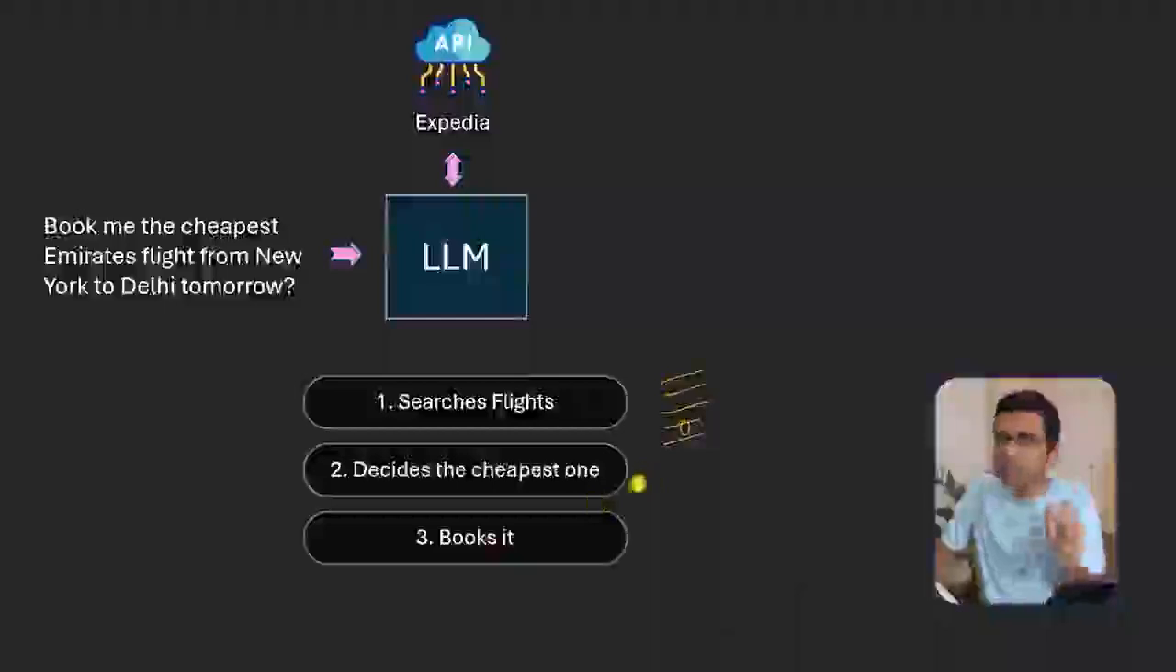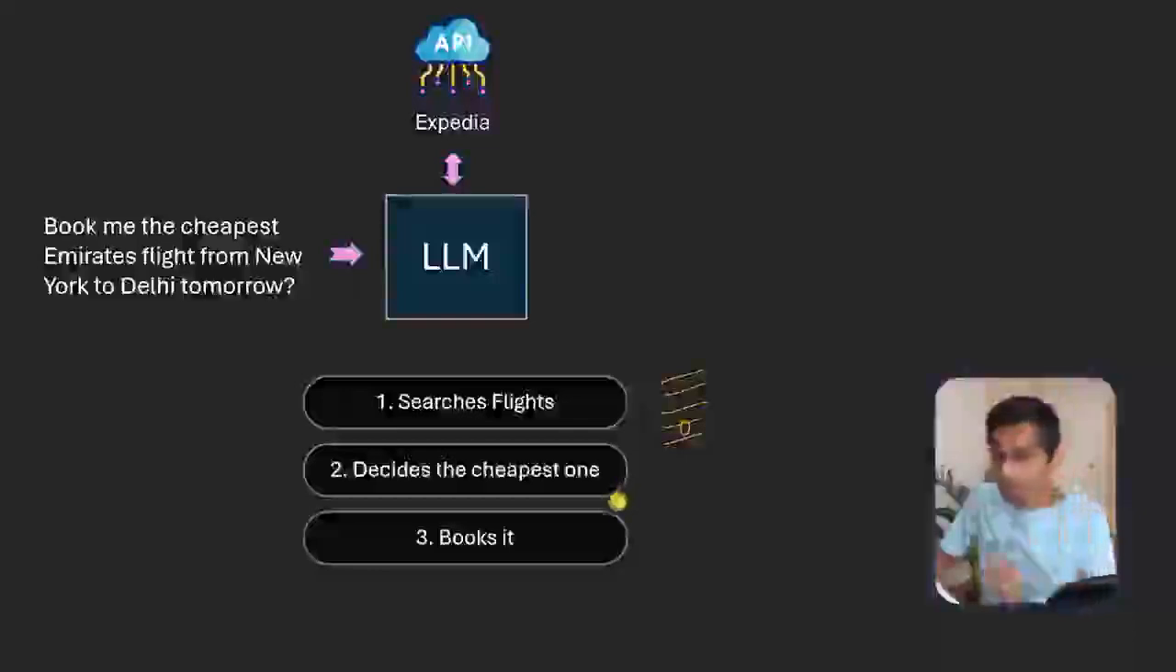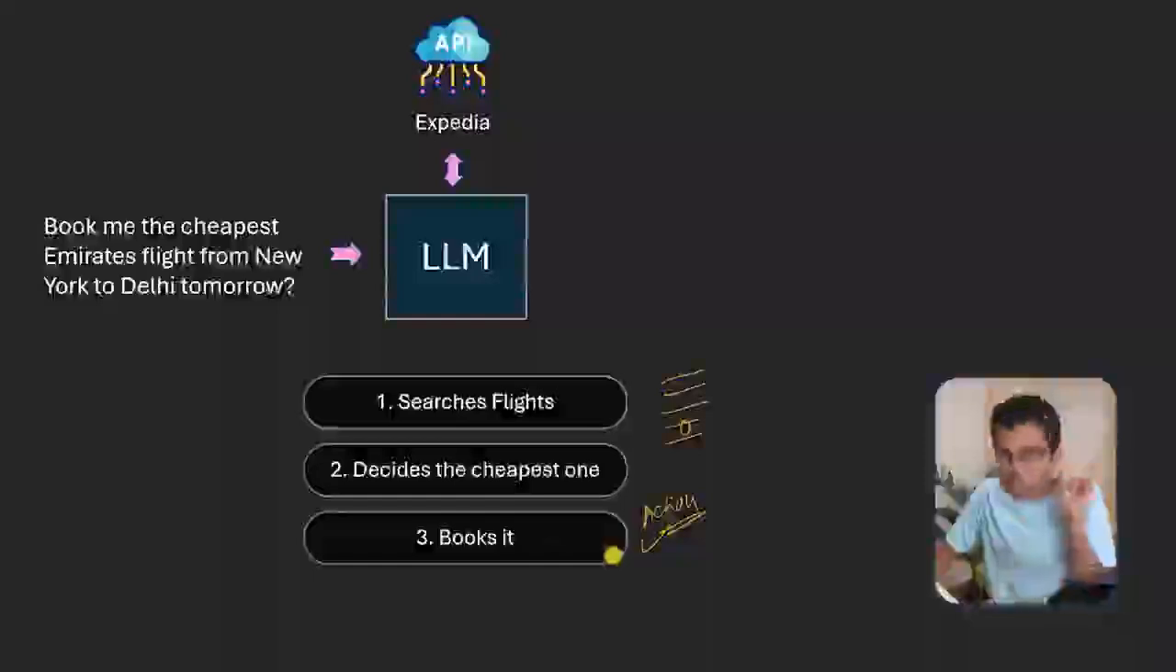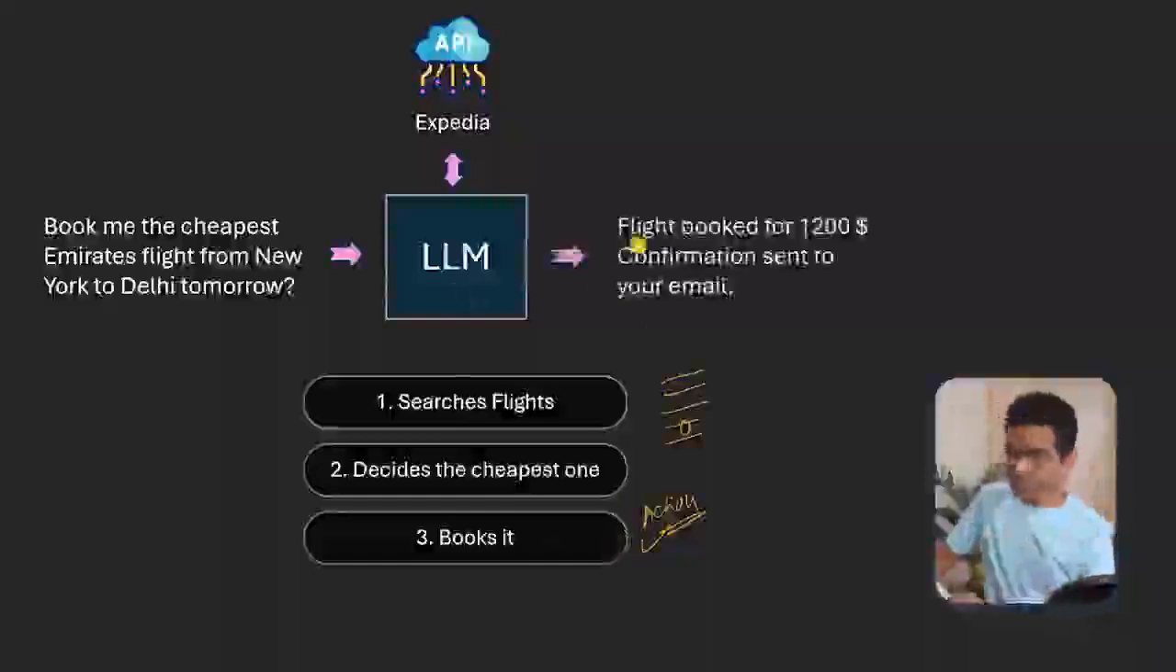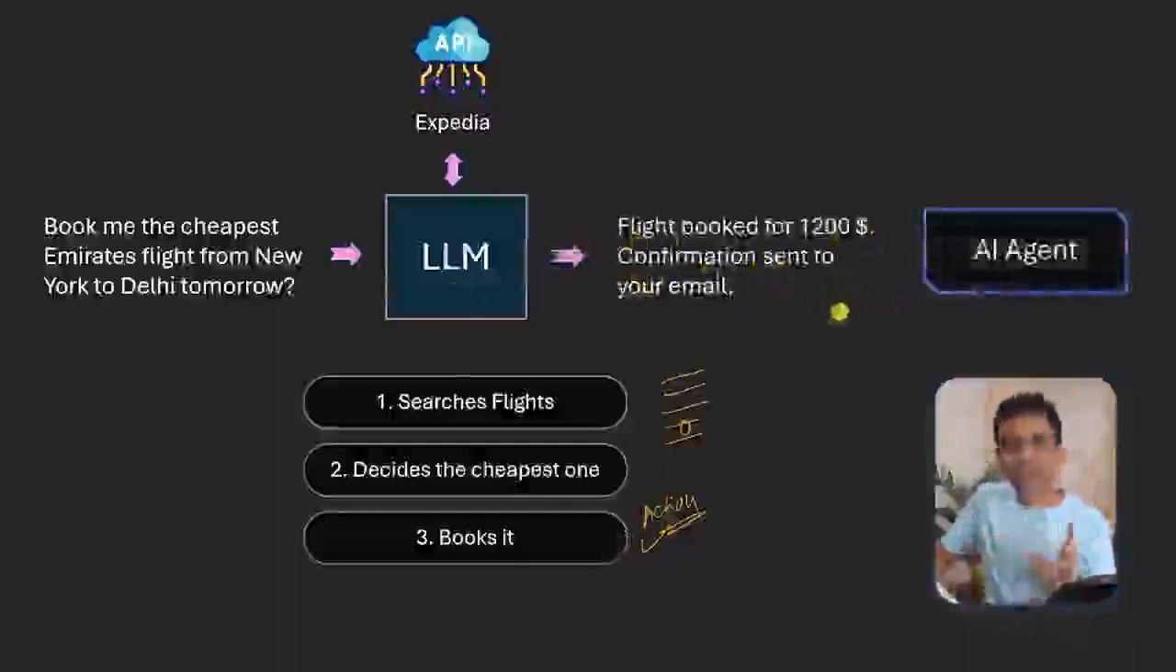See, this is the big difference, folks. If you're dealing with ChatGPT or any plain Q&A type LLM app, you are asking a question, it is producing the answer. But what an agent will do is take an action. See, flight booking is an action, right? If I'm asking you a question, you are giving the answer, that is simple Q&A. But here it is booking the flight. So that is the key in an agent. Okay, so it will say, okay, flight booked for $1,200, etc. So this is an AI agent.